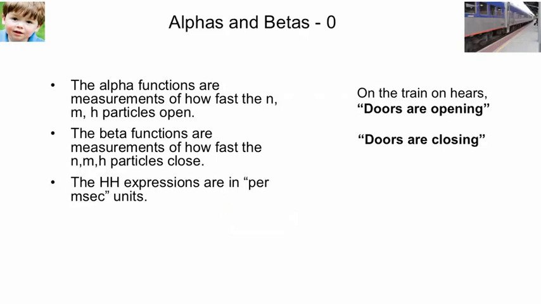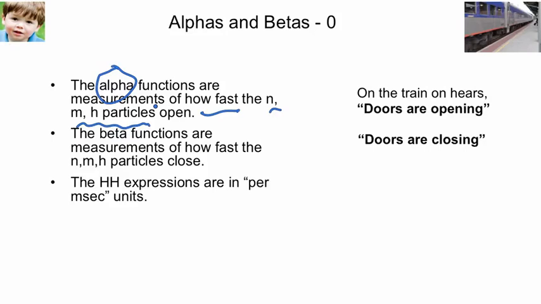Now, in a minute, we're going to look at the actual alpha and beta functions, but let me give you a few preliminaries. As we said, the basic idea of the alpha function is to measure how fast the N, M, and H particles are opening. Or putting that a little bit differently, to measure the rate at which the probability is increasing.